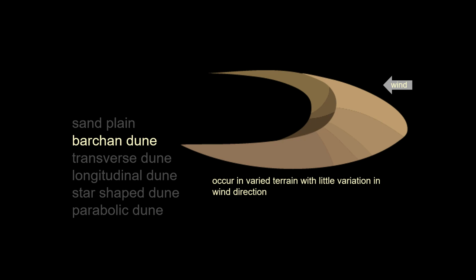A little bit about some types of dunes that form in arid environments. The Barkan Dune is the smallest, and it occurs, as I say in the caption, in varied terrain with little variation in wind direction, so a prevailing wind from one direction. And I'll show you a couple things about the Barkan Dune. I've got a graphic here that represents what they look like from an oblique angle, but the gentler side is the side from which the wind blows, what we call the windward side, and then there's a steeper side on the other side called the leeward side.